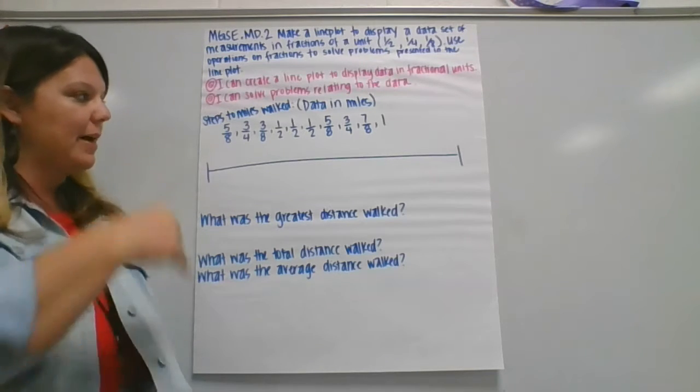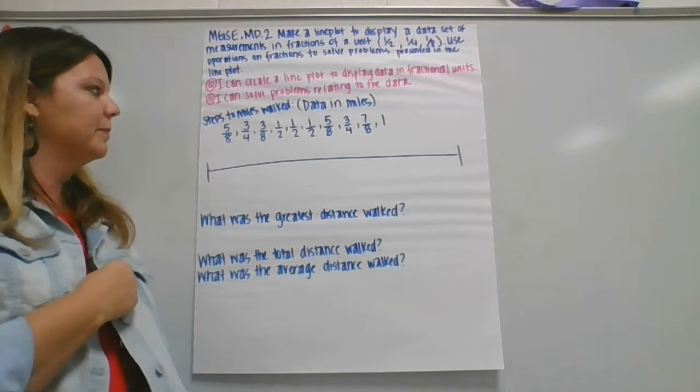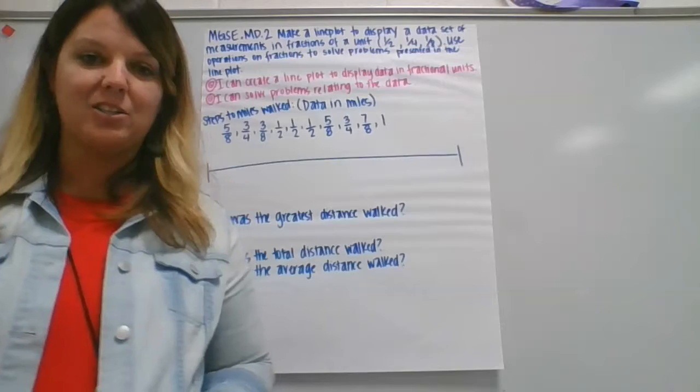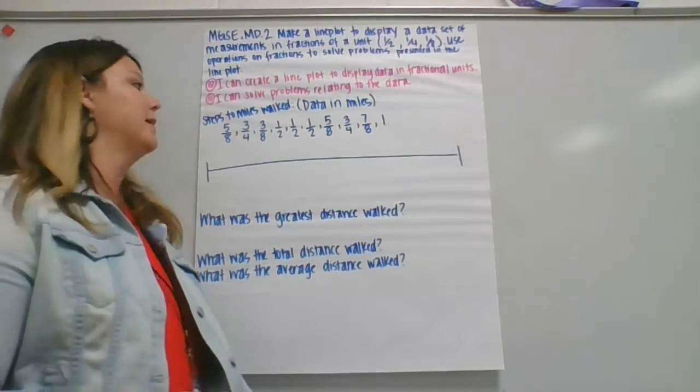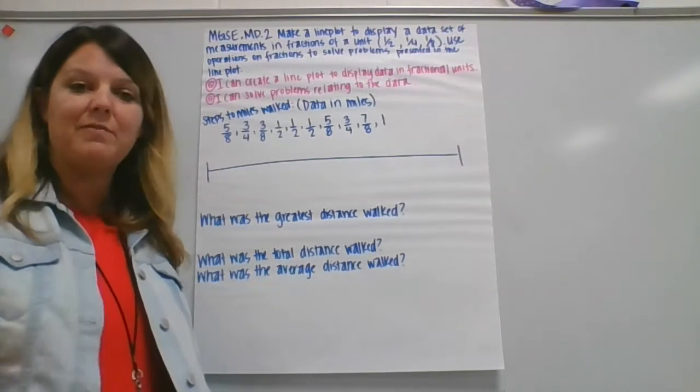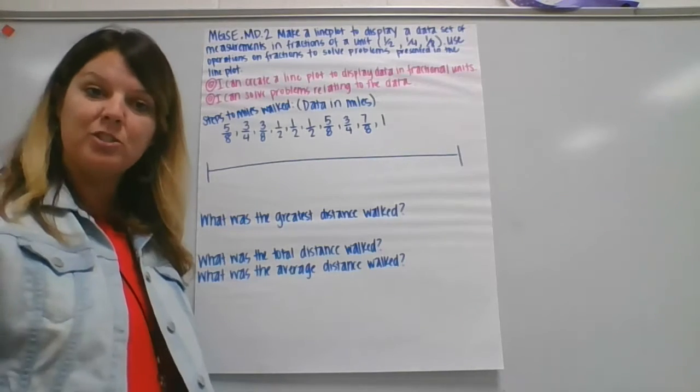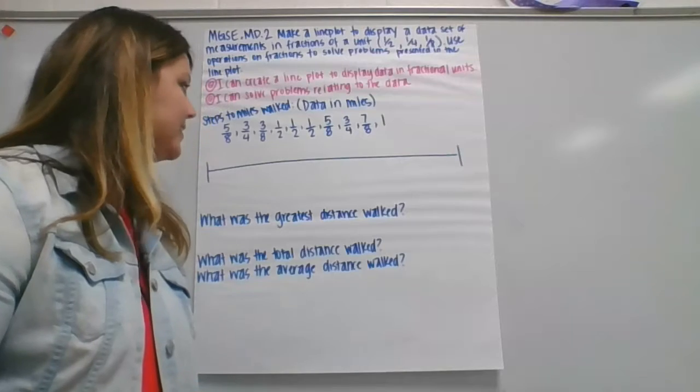So I have some data here. The scenario is that our phones or our Fitbits or whatever track our steps and then usually correlate them to miles. So these are fractions of a mile walked in a day from 10 students or people, whatever you'd like to think of it as.